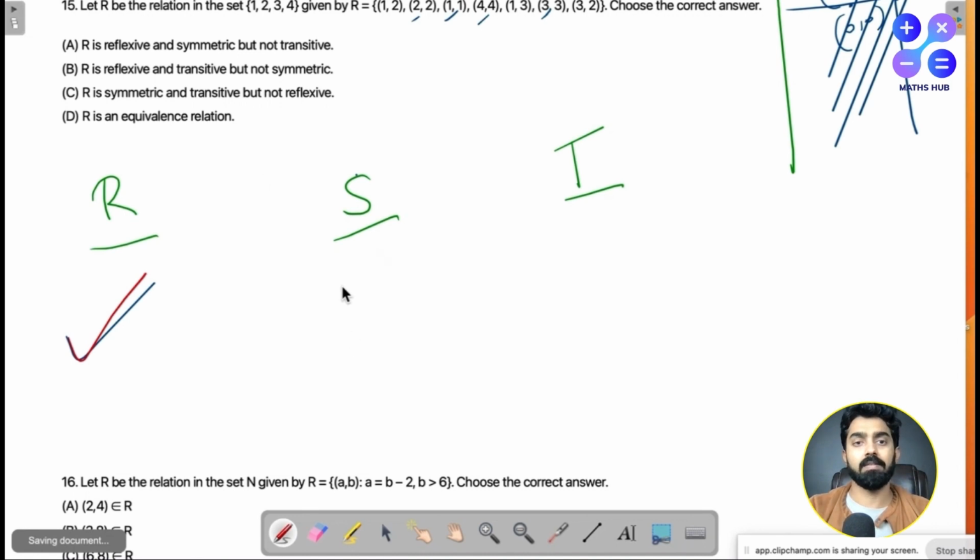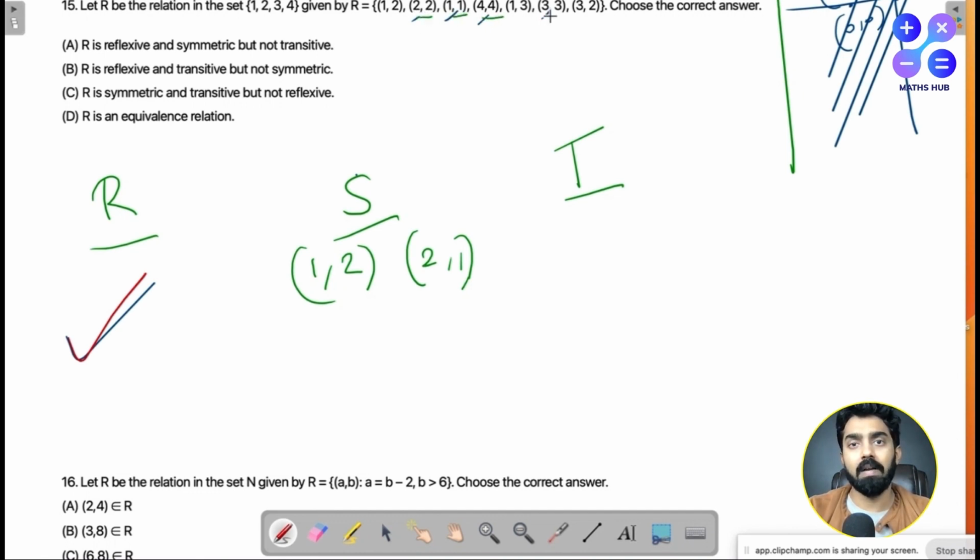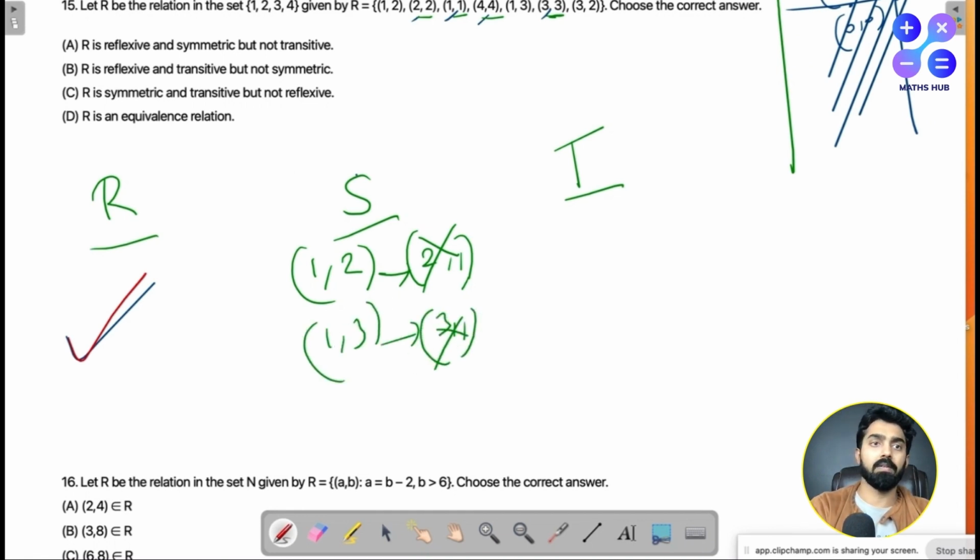Is it symmetric? Does every pair of elements have the opposite pair? So for (1,1) and the other self-pairs, we don't have to worry about these elements. They are not counted while we're looking at the symmetric property, right? So we just need to see the pairs of two different elements. For (1,2) we need (2,1), we don't have it. (2,1) does not exist. For (1,3), (3,1) does not exist. Even one is enough, but anyway, (3,1) does not exist. So it is not symmetric.